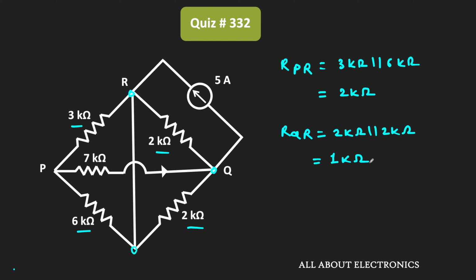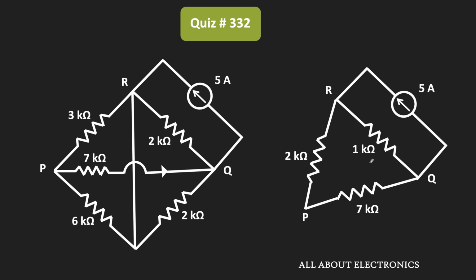So if you see the equivalent circuit, then it will look like this. So here we have been asked to find the current which is flowing through this branch PQ. Now here if you observe, then these two resistors 2 kilo ohm and 7 kilo ohm are connected in series connection. And here this 5 ampere current source is getting divided in the two branches. So one current will flow in this way, while the second current will flow through this series connection.